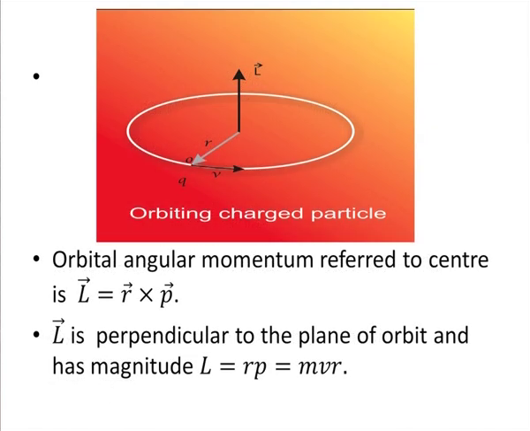Now, you see there is a charged particle in an orbit and then the orbital angular momentum referred to center is L and L is equal to r cross p. Now, L is perpendicular to the plane of the orbit and has magnitude L is equal to r p is equal to m v r.